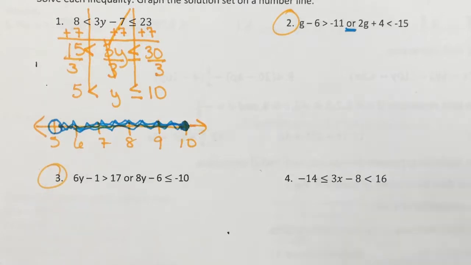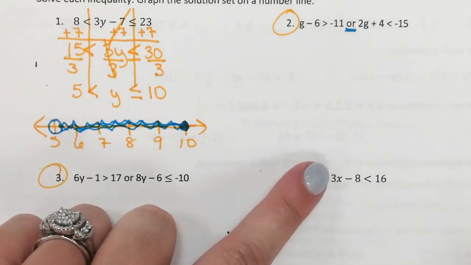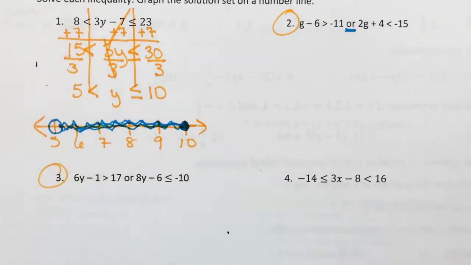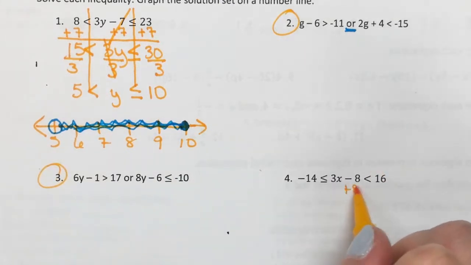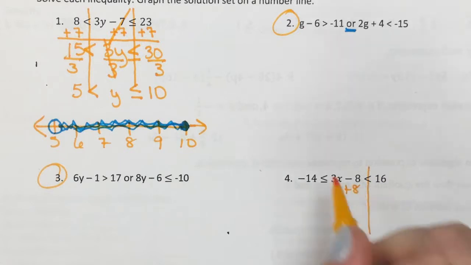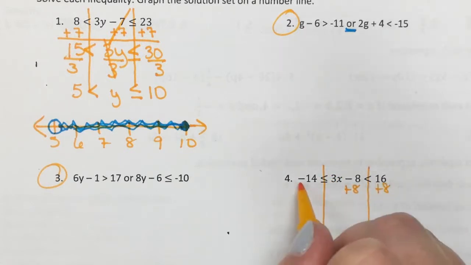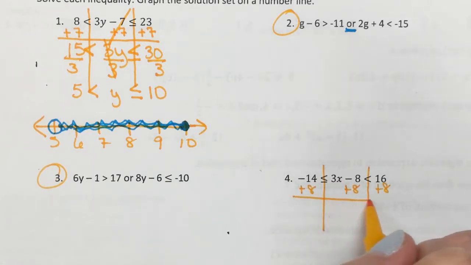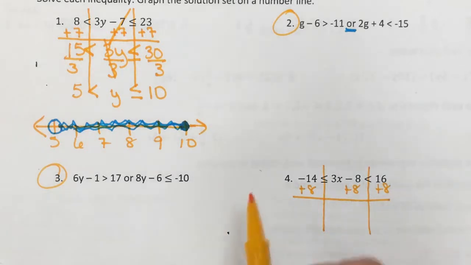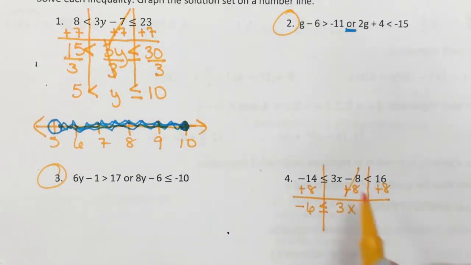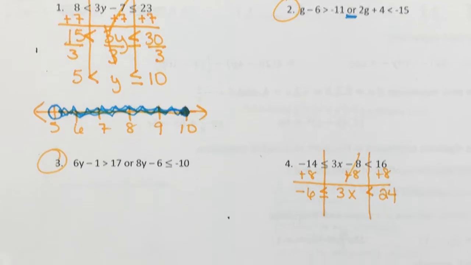So if you need to, cover this up. What would I do first? You'd add the 8. Very good. And if you need to, you can draw those lines down to keep everything straight. You don't have to, but if it helps you, you can. All right, what's negative 14 plus 8? Go. Negative 6 less than or equal to 3x. 8 cancel. Less than, what's 16 plus 8? 24. There you go. All right, one more step.